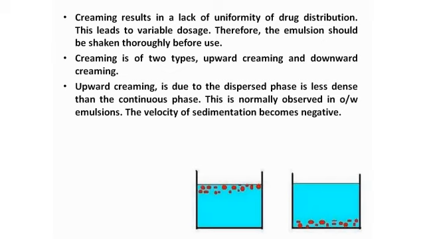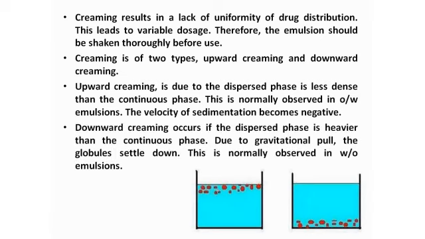When the dispersed phase is less dense, it will float right at the top. This is creaming, and it is normally observed in the oil in water type of emulsion, where the oil is less dense as compared to the water. The oil will come upward and the water will remain behind. The sedimentation velocity here becomes negative, because if sedimentation occurs, it should go downward, but in creaming it goes upward. So the velocity of sedimentation here is negative.